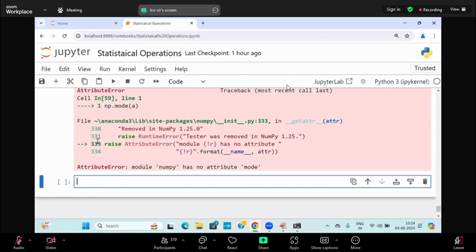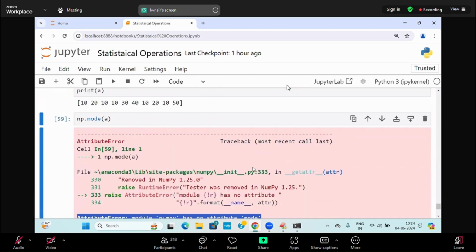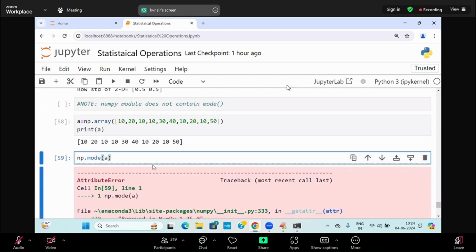Error: module numpy has no attribute called what? Mode. It is not there. Where is that mode available? In the statistics module. So here I'll keep it. Here I'm writing error, an attribute error will come.